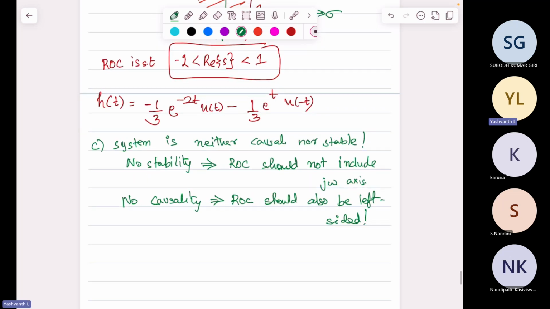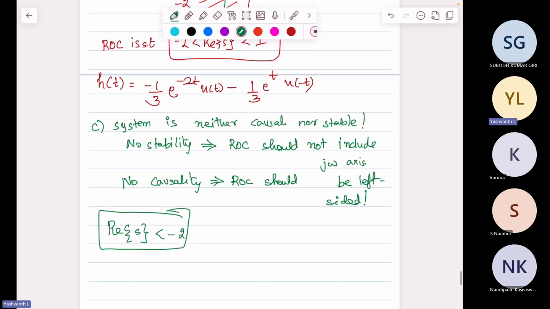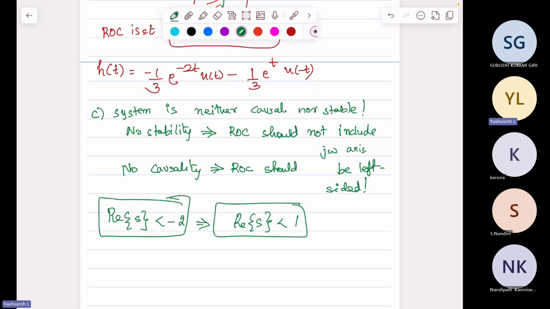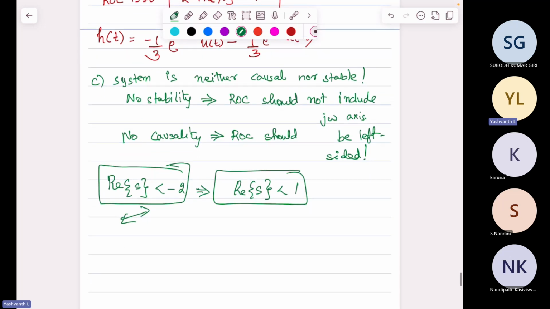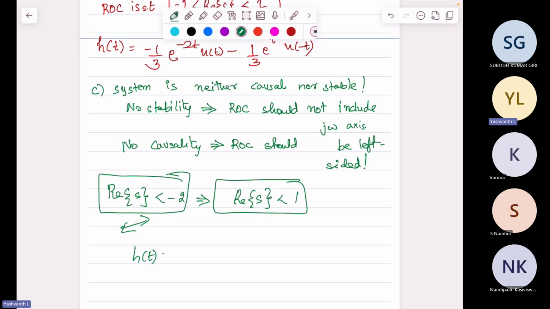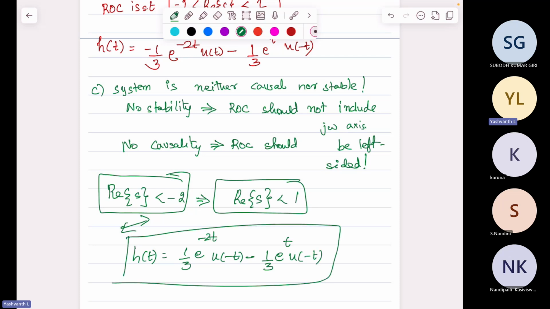Based on this, you can show that the only possibility for ROC is real part of S less than -2. This is the only possibility. ROC should be left-sided actually. Because this implies that real part of S is also less than 1. So just this is enough. Now using these two, you can invert the Laplace transform of both the terms and show that your h of t equals 1/3 e^(-2t) u(-t) - 1/3 e^(t) u(-t). So it is a left-sided signal.